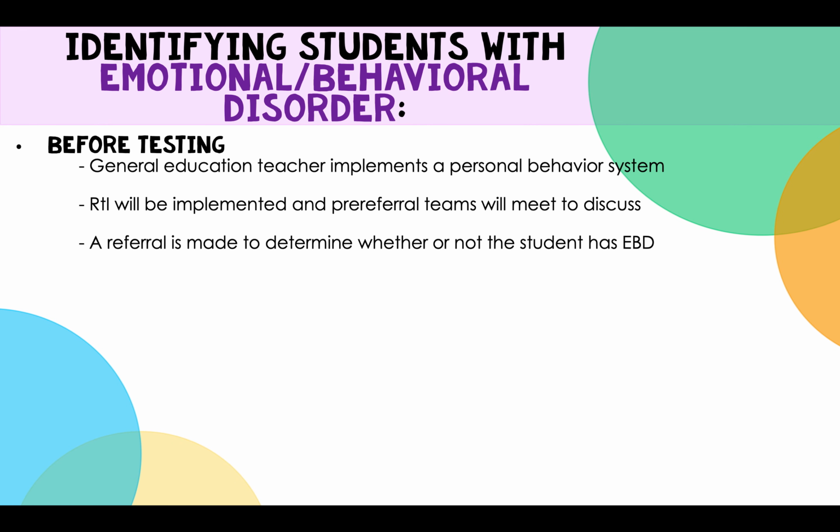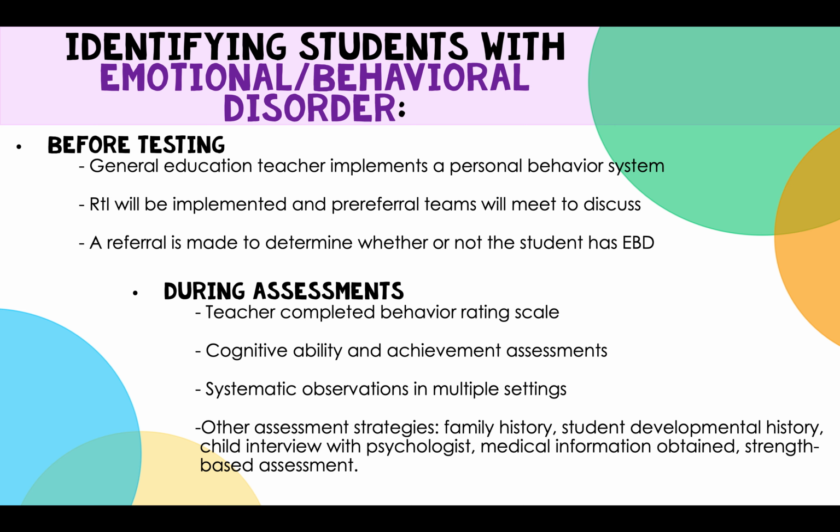Lastly, identifying students with emotional behavior disorders includes several steps. First, the general education teacher needs to begin by implementing a behavior system into their class that pertains to that particular student. By doing this, the teacher can see if this will make progress, and if not, they can collect valuable data. Additionally, response to intervention, or RTI, interventions will be implemented in the classroom, or a pre-referral team may meet to discuss the child. If all of these attempts are unsuccessful in making progress, a referral will be made to determine whether an emotional behavioral disorder exists.